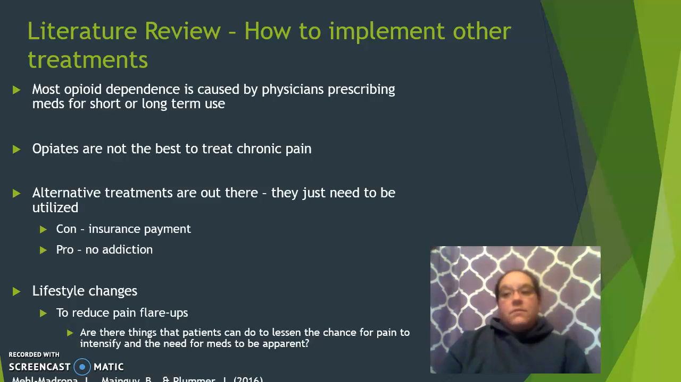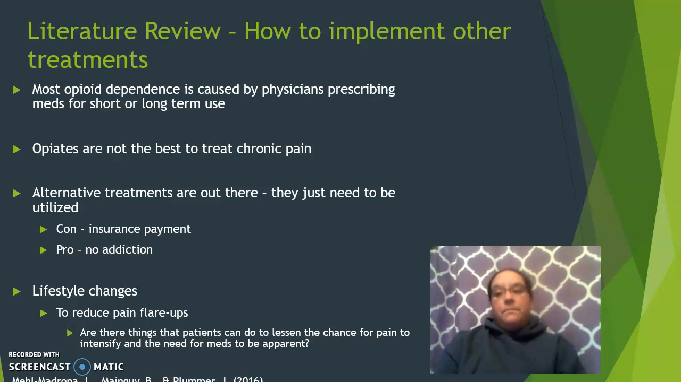Come to find out from the increased number of people addicted to pain medications, it has been decided that maybe opioids is not the best way to treat or manage pain. There are numerous alternative treatments. A con to the alternatives is that insurance plans may or may not pay for them. A pro to the alternatives is that this is not addicting and less chance for the patients to turn to a higher, more powerful addictive drug. Lifestyle changes could lead to alleviate flare-ups of pain.